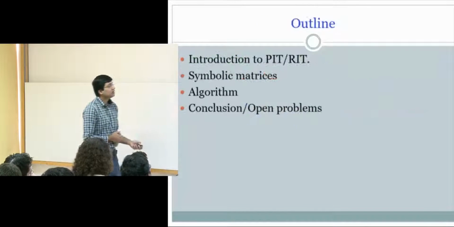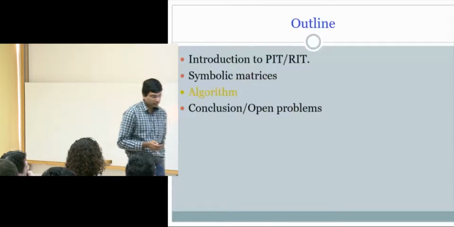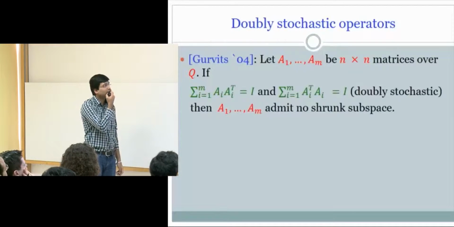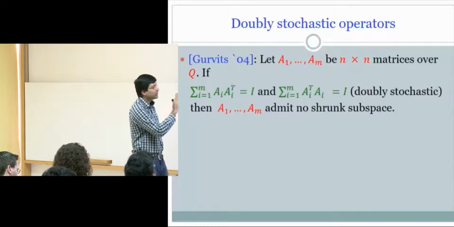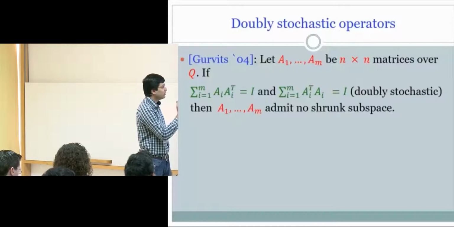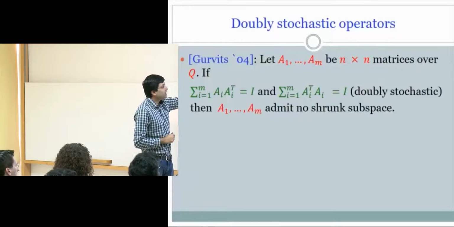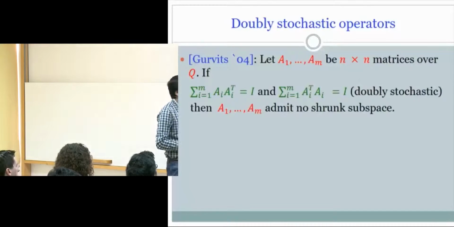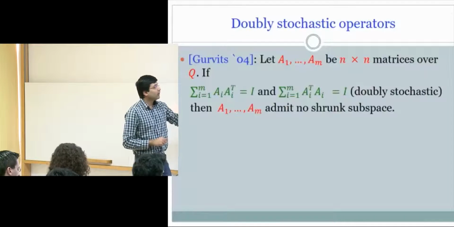Okay, so I'll move on to the algorithm. I'll fix my field to be Q, and I'll talk about this doubly stochastic condition. My matrices A1 to Am are n by n matrices over the field Q. I call this collection doubly stochastic if these two conditions hold: summation A_i A_i transpose is identity and summation A_i transpose A_i is identity.